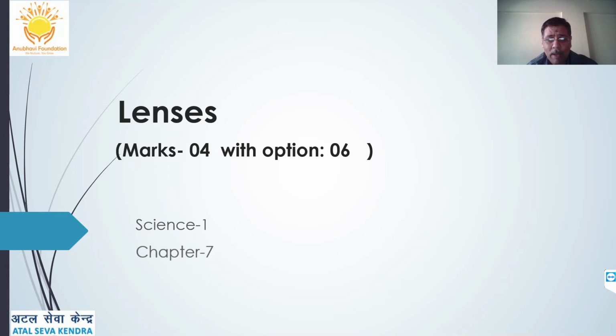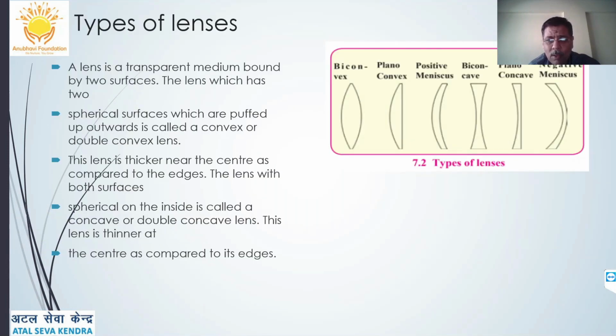So let's come back to a very important chapter again from Science 1, that is chapter 6, chapter 7, that is lenses. Okay, and we are going to see something about it with 4 marks and options. It is 6 marks. Okay, so let's come back to lenses. So what is a lens? A lens is a transparent medium which is bound by two surfaces. Okay, it's a transparent medium generally made up of glass.